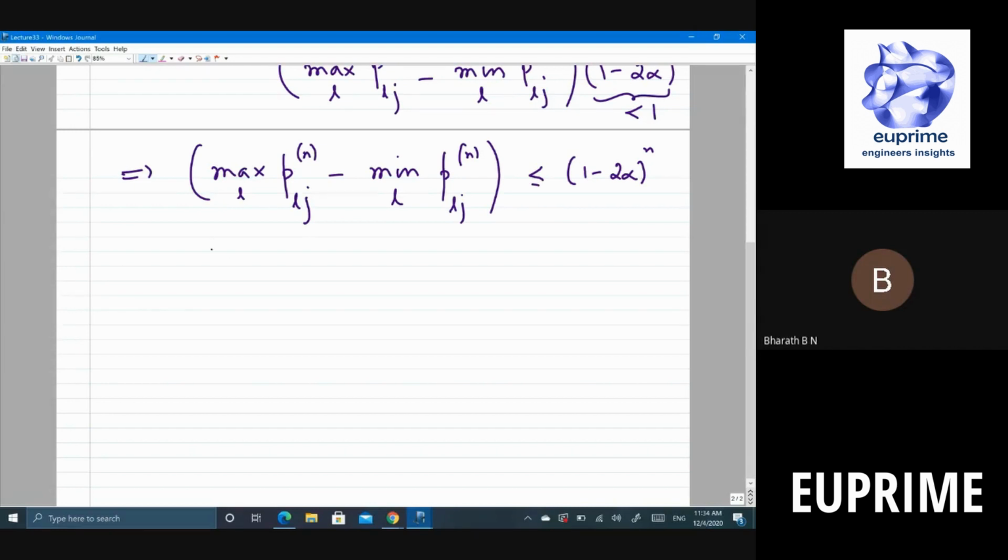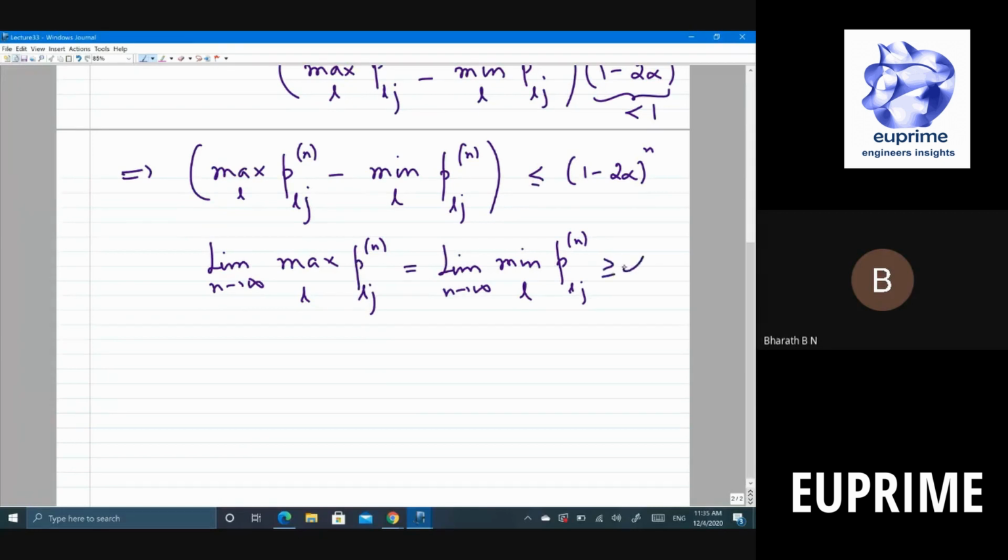So this essentially implies that the limit as n goes to infinity of the max over all l of Plj of n is equal to the limit as n tends to infinity of the minimum over all l of Plj of n, which is definitely greater than or equal to alpha, because the minimum itself is greater than alpha, which is greater than 0. That means if you look at the max of the entries in a column of the P power n matrix, in the limit it will be the same as the minimum. So all the rows will go to the same value. Is that fine?